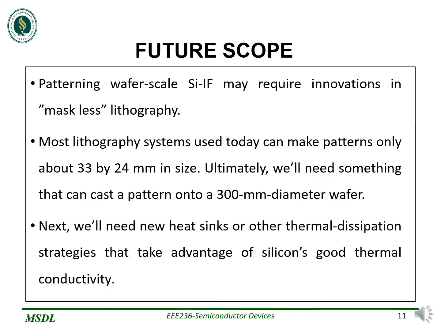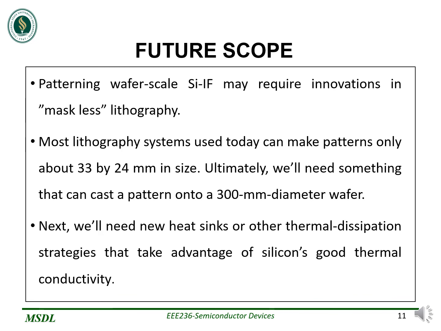Next, we will discuss the future scope of silicon interconnect fabric. Even though large progress has been made on silicon interconnect fabric integration over the past few years, the researchers point out that much remains to be done. For instance, patterning wafer-scale silicon interconnect fabric may require innovations in maskless lithography. Most lithography systems used today can make patterns only about 33 by 24 mm in size. Ultimately, we will need something that can cast a pattern onto a 300 mm diameter wafer.